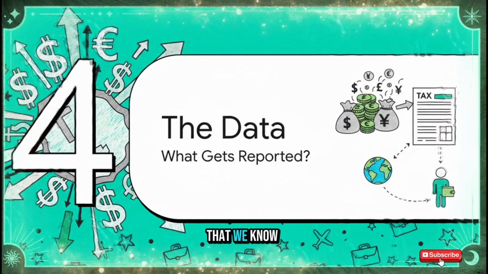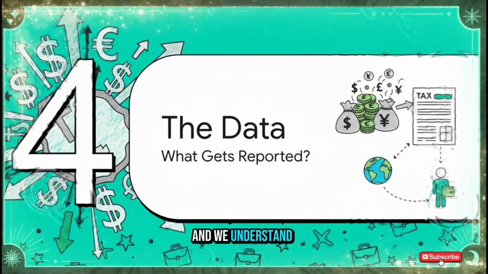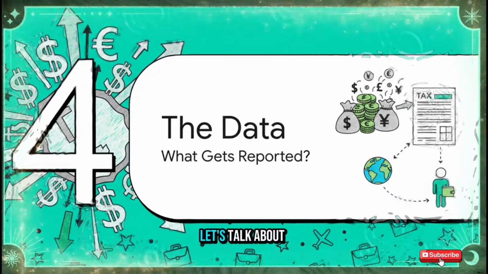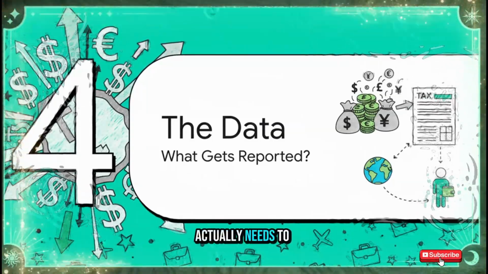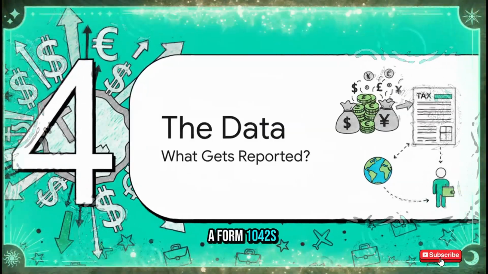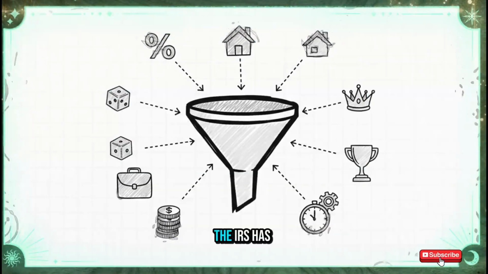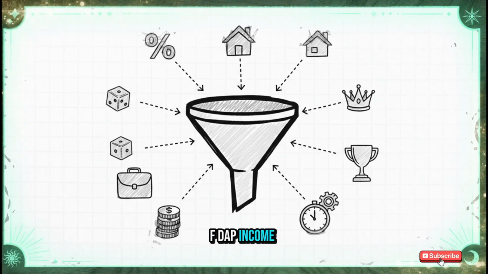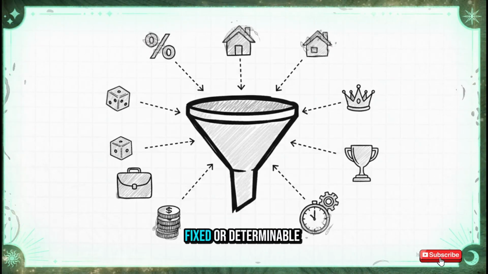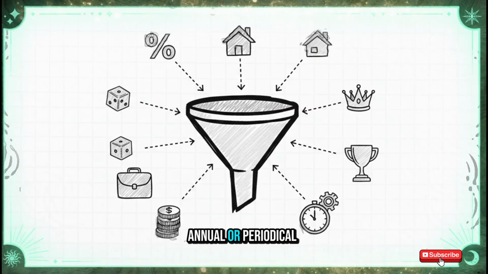Okay, so now that we know who the players are and we understand the rules of the game, let's talk about the data itself. What kind of income actually needs to be reported on a Form 1042-S? The IRS has a catch-all term for this stuff. They call it FDAP income. It stands for fixed or determinable annual or periodical.